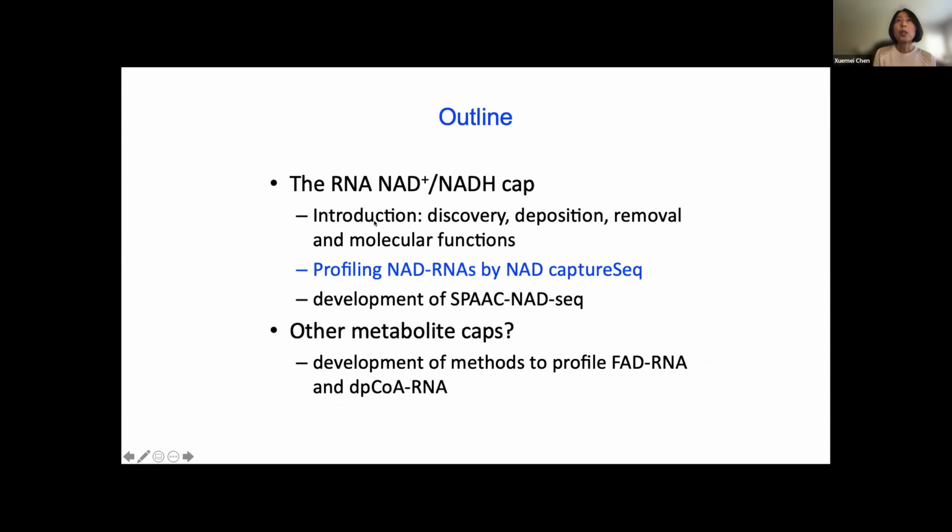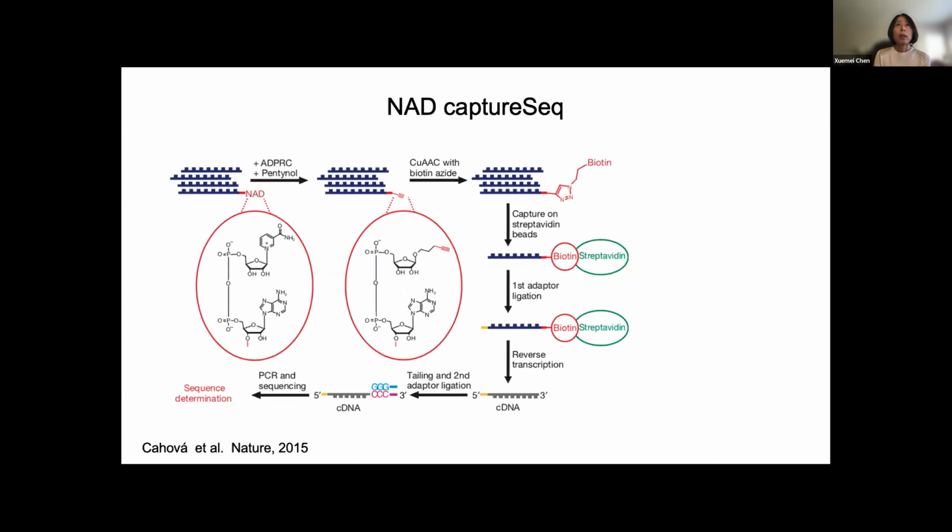So that was the introduction to NAD RNAs. And so far, I have not told you what RNAs actually contain the NAD cap. This was only made possible by the development of this NAD captureSeq approach, which I will be talking about next. This technology was developed in 2015. Basically, it first utilizes some reactions to convert NAD RNA to biotin RNA, and the biotinylated RNAs can be purified and sequenced.